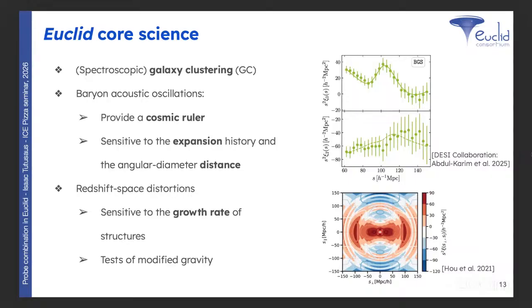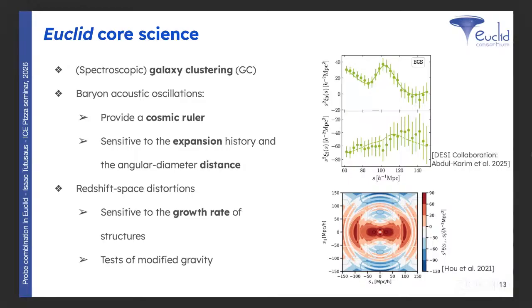So this is the correlation function along the line of sight and perpendicular to the line of sight. And instead of seeing something isotropic, there is some kind of squashing because galaxies are falling towards the overdensity, and therefore their peculiar velocities, because of a Doppler effect, change the redshift that we measure.